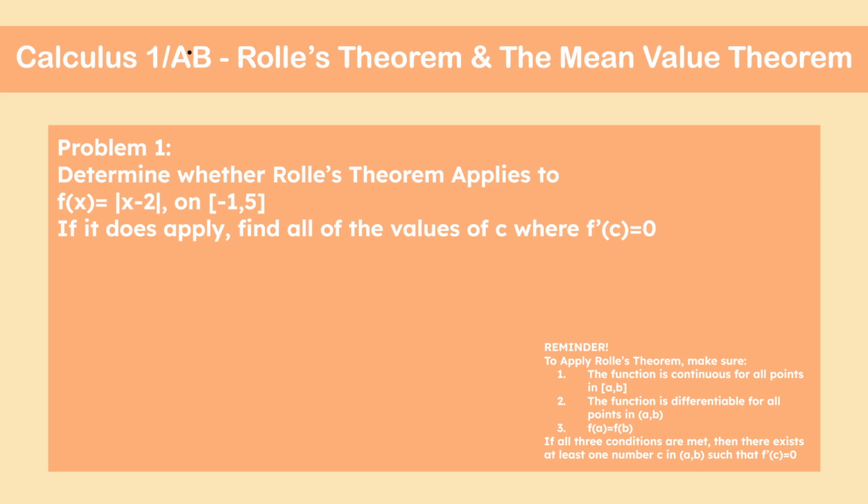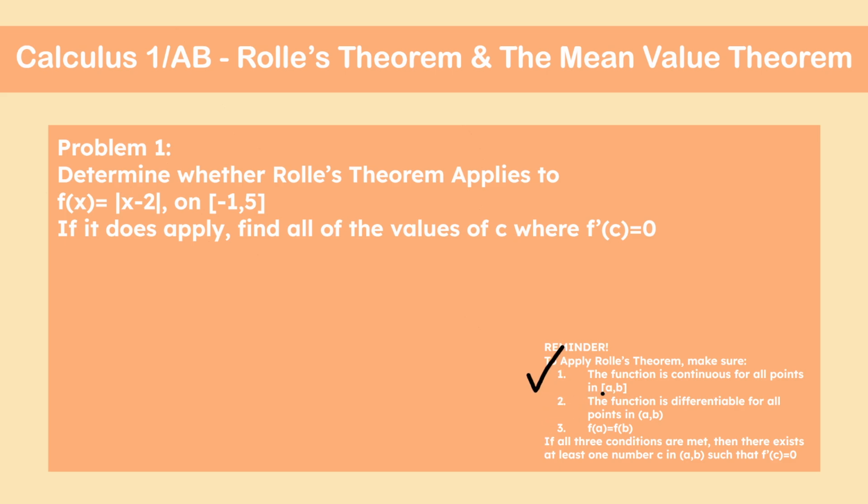We're going to determine whether Rolle's theorem applies to the function on some interval, and if it does apply, we're going to find all the values of c, where f prime of c equals 0. So the first test we're going to do, if it's continuous for all points inside of AB, absolute value function is always continuous. So this first condition can be checked off.